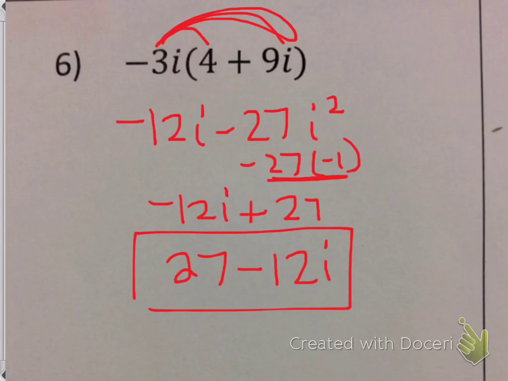Just a point to be made here: I want you to notice that every time we have something with the i squared, it just changes the sign in front of the number. It was a negative 27, now it's a positive 27. That i squared always just changes the sign of the number that it's on. Hopefully that will help you get those problems right a little bit easier.